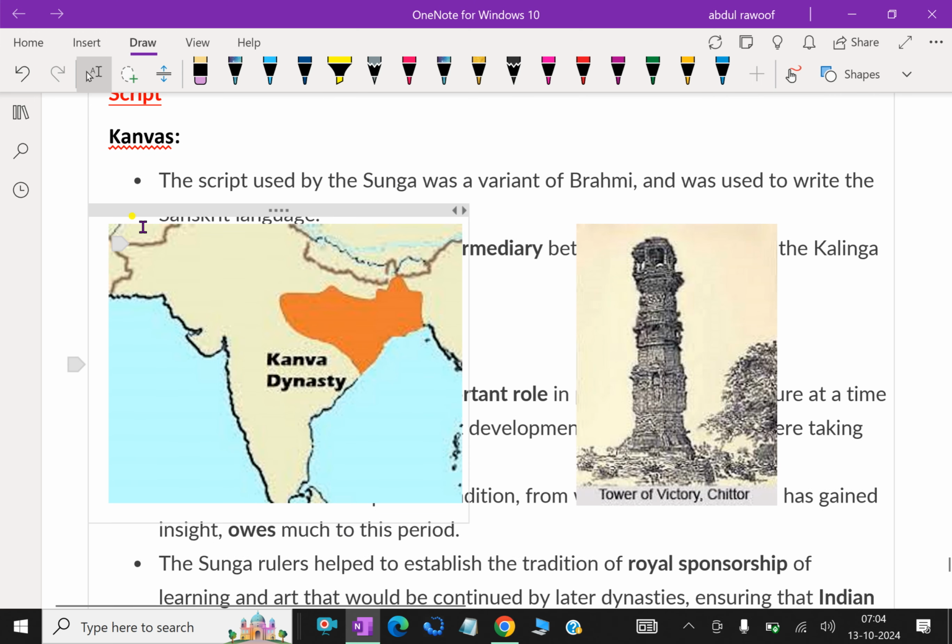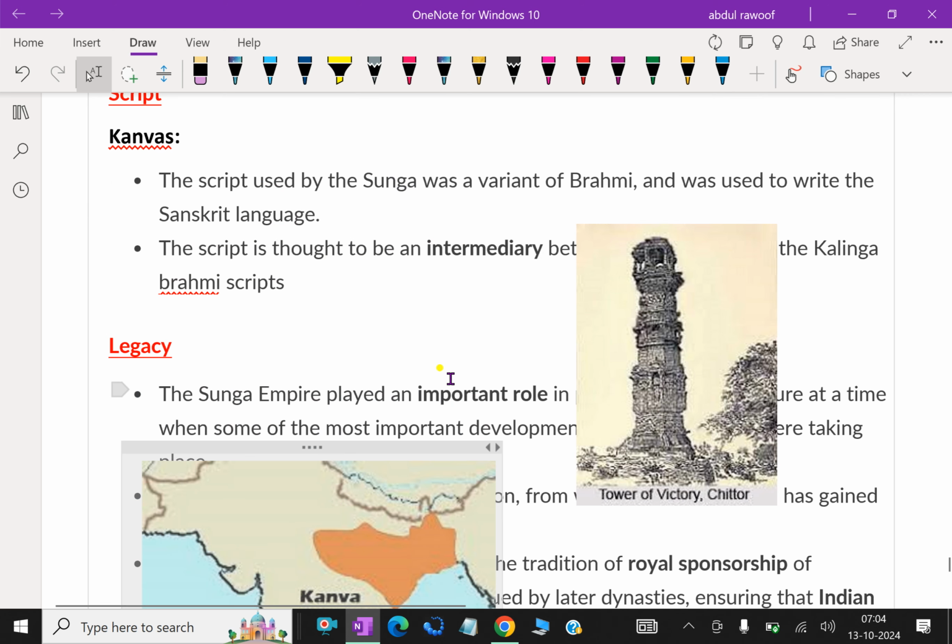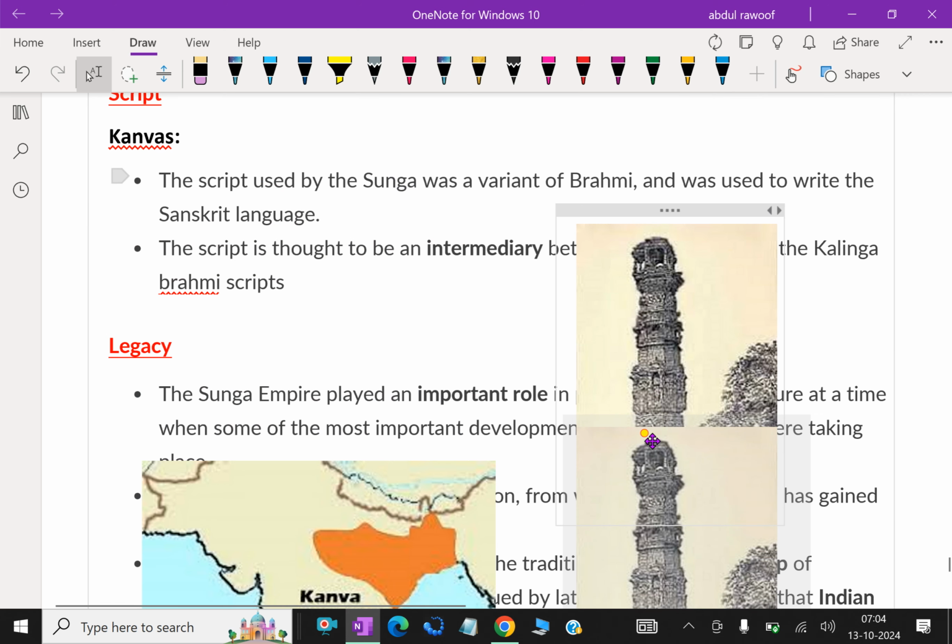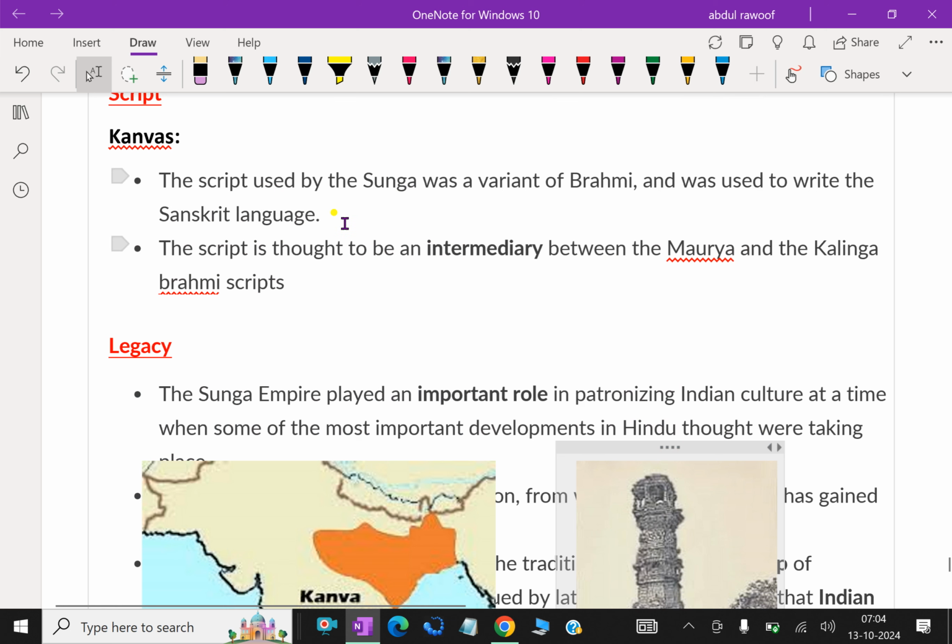Next, script. The script used by the Shungas was a variant of Brahmi and was used to write the Sanskrit language. The script is thought to be intermediary between the Mauryan and the Kalinga Brahmi script.